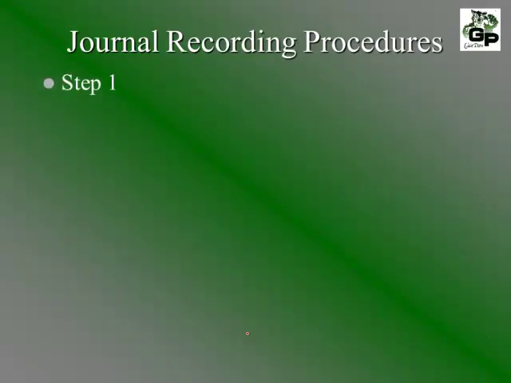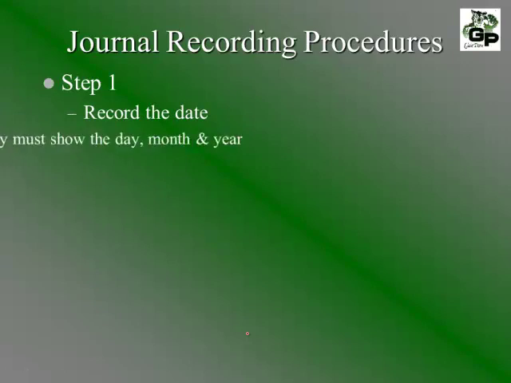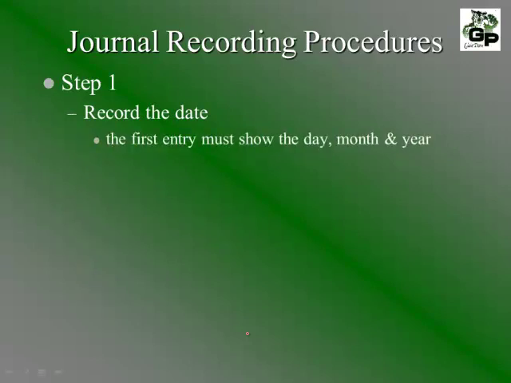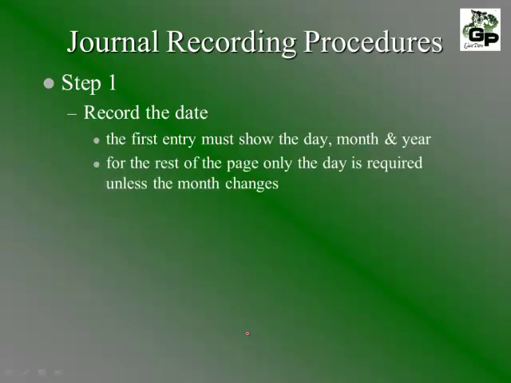Let's take a look at the steps involved in recording journal entries. First of all, you record the date, as I just explained. The first entry must show the day, the month, and the year. For the rest of the page, only the day is required, unless the month changes, and then we will record the month. Step 2. Record the debit account.